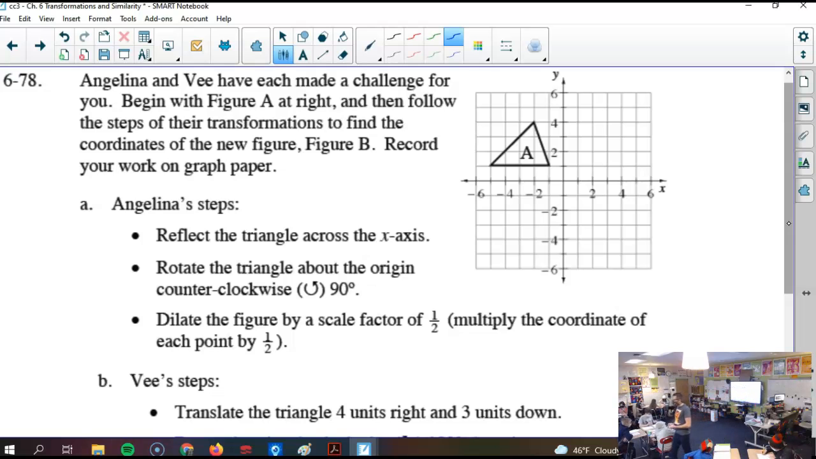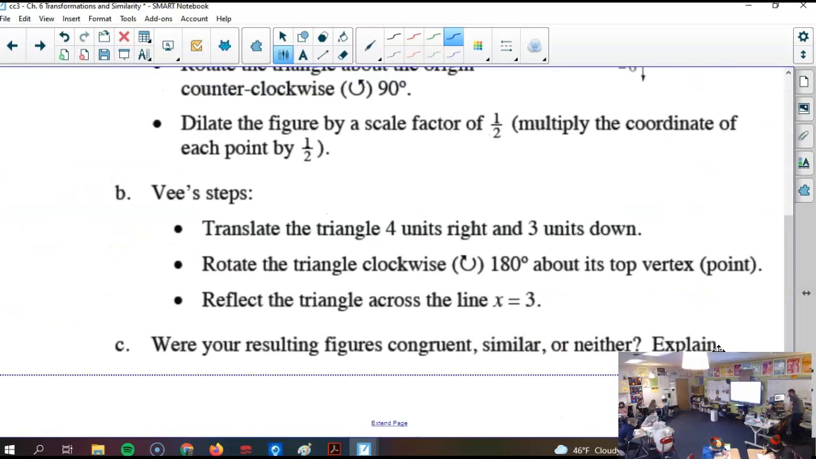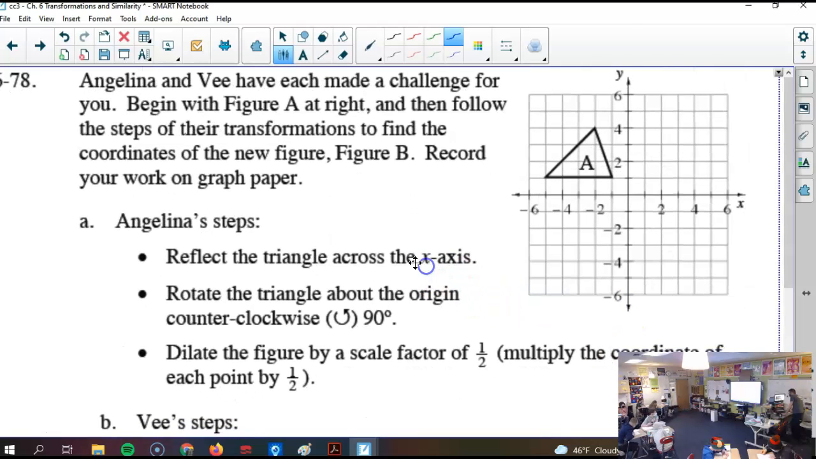So each of them are starting with shape A. Sorry, I'll try to make this as big as possible. You have shape A on your paper, but you don't have the directions on your paper because I could not fit them. I tried. I am sorry that I could not fit them. Trust me, I try to make your life easier. So first things first, reflect the triangle across the x-axis.